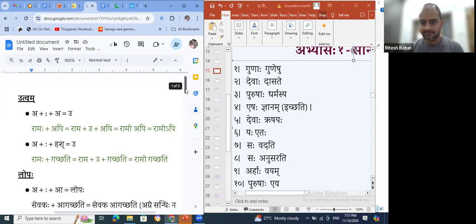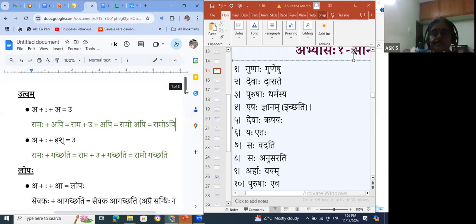Purva rupa sandhi. First Utvam, Visargasya Utvam. Second, Utvasya Okaraha Gunasandhi Karanat. Tadanantaram Okarasya Purva Rupa Sandhi Bhavati. That's what happens. Three steps are there when Utvam happens.